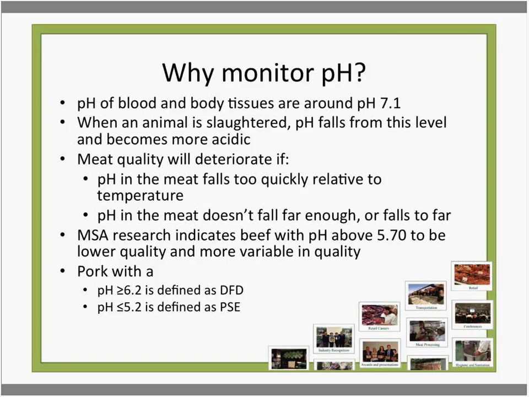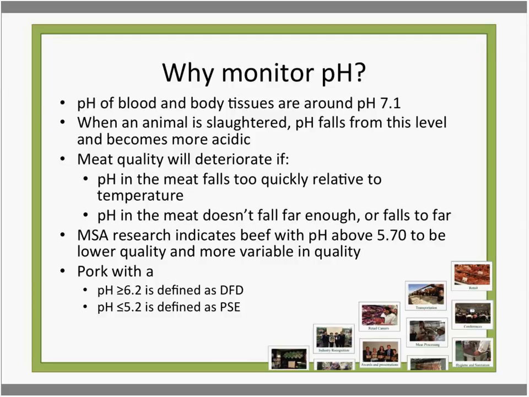Level below 5.7, and if it's above 5.7, it means that you've got a lower quality and you've also got variation in that quality. You can't guarantee when you're putting a branded product out that it's always going to hit the same parameters when you're eating it.